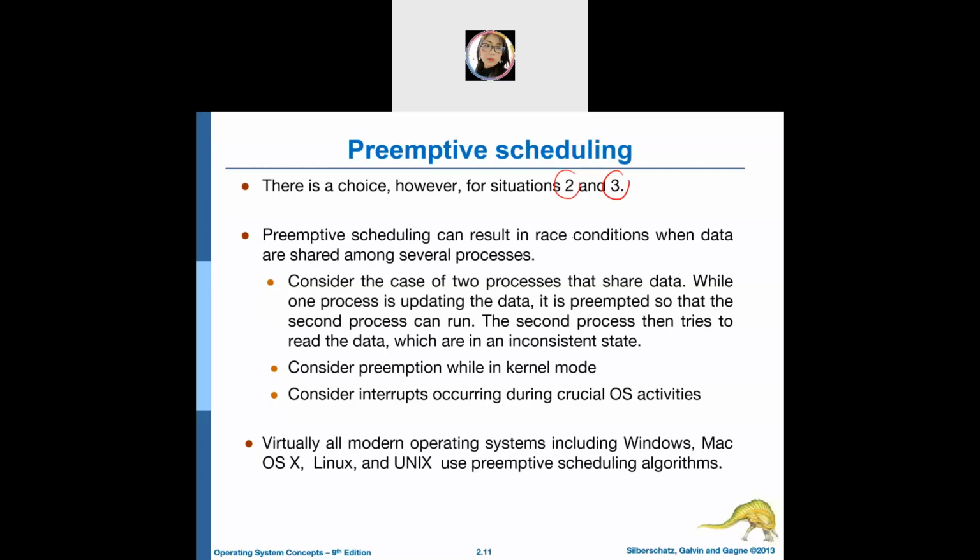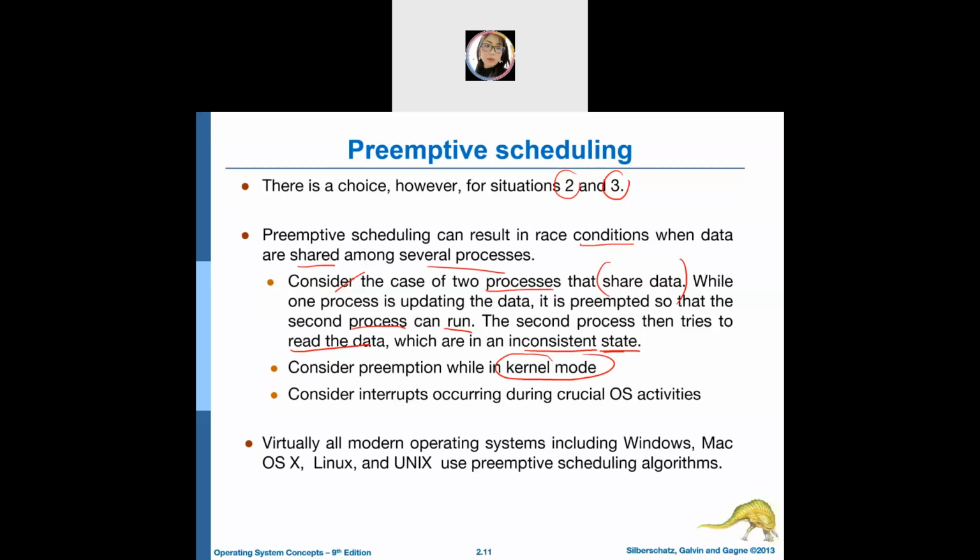Preemptive scheduling can result in a race condition where your data are shared among several processes. First, consider the case of two processes that need to share data. While one process is updating the data, it's preempted so that the second process can run. So it waits and then it's directly passed to the second process. And your second process will try to read the data, which is sometimes in an inconsistent state.